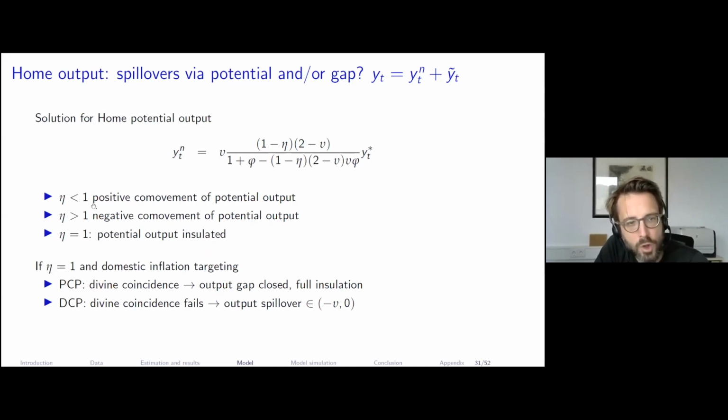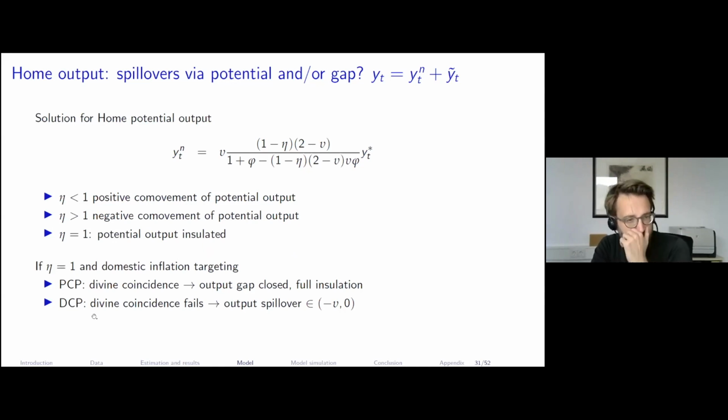So if eta is smaller than 1, you have home and foreign goods being complements, and that gives you a positive co-movement of potential output in home with foreign output abroad. Okay, so if the foreign economy tanks, potential output in home declines to the extent that eta is smaller than 1. Now, if you assume the knife edge case, trade price elasticity being 1, then potential output is insulated from the shock, but output may still move. Output may move because the output gap is non-zero.